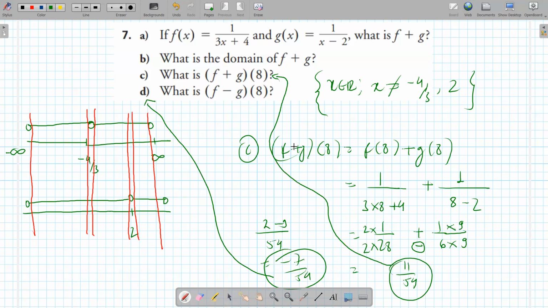Cool? Did that make sense? It does. You're just adding individual numbers, okay? Once you know the idea, it's whatever. The domain is a little bit confusing, but if you know your functions, it's not too difficult.